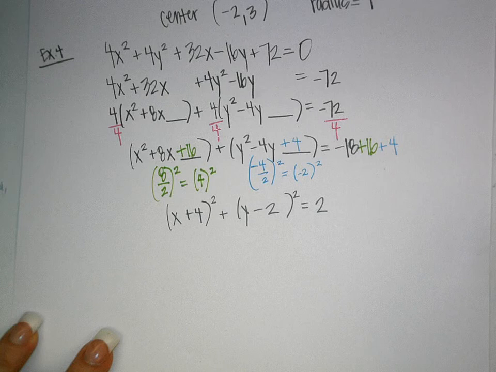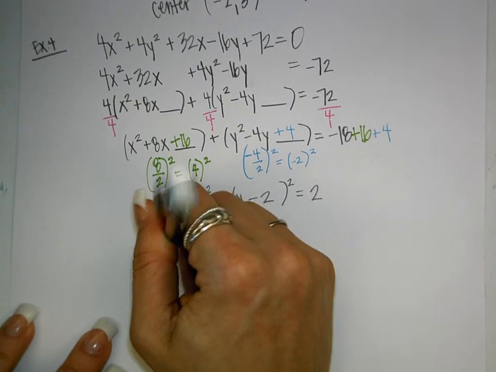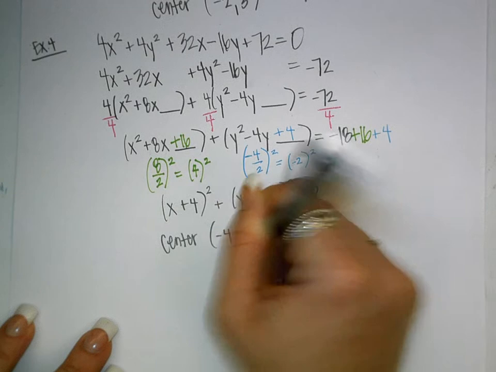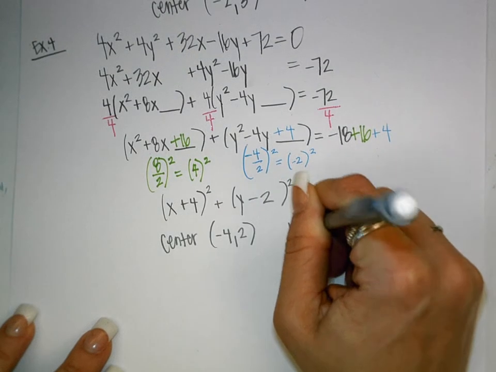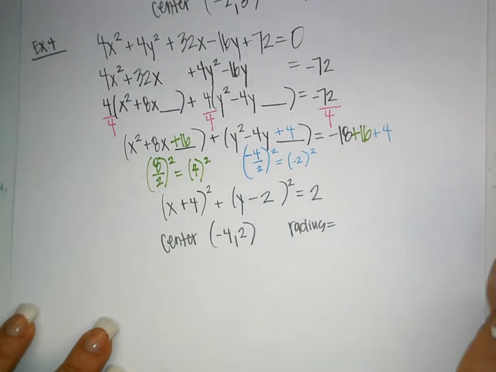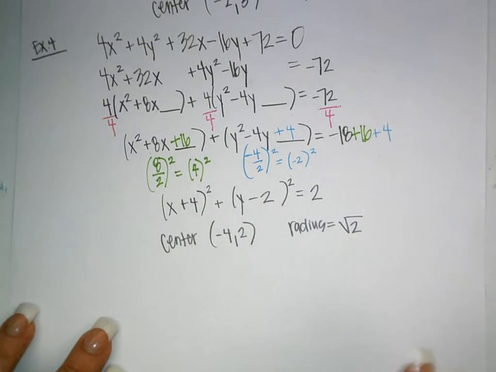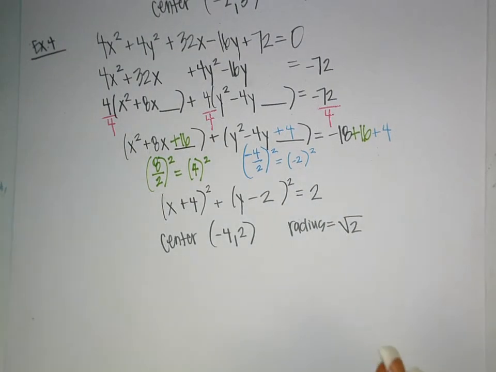Almost. Then your center, change both the parentheses. So negative 4, positive 2. And what's the radius of this circle? Radical 2. Okay, that can't be simplified, so you leave it just like that. Questions on how I did that?